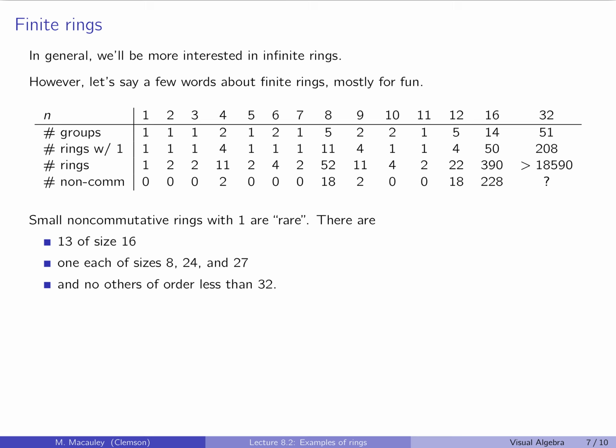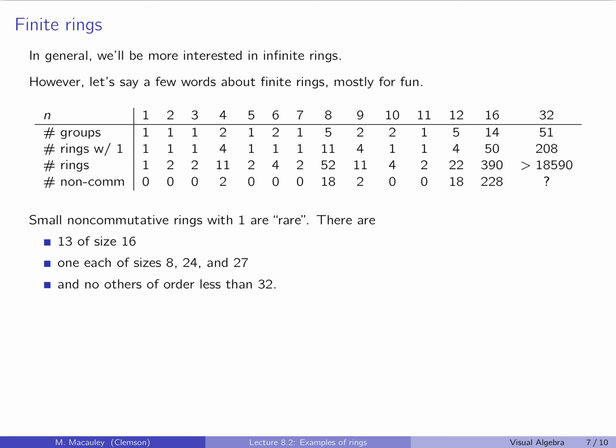And also, notice how I say of order 32, there's at least 18,590. Last I checked, this number is not known. This is an open problem about how many rings there are of order 32, which I find remarkable because that is completely not open for groups. And then this question mark down here, I don't even know if there's a good estimate for that. So I think I Googled this, of course, and I found this lower bound, and I couldn't find anything about this right here.